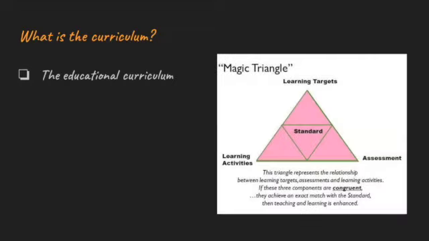So the syllabus shows us these three things, or the magic triangle. We have the learning targets in the syllabus or the program of instruction: what do you want your students to learn? And then what learning activities are they going to be experiencing in that course? And then how are they going to be assessed if they really did learn? Now, if all these three are congruent, or an exact match, the standard has been met.